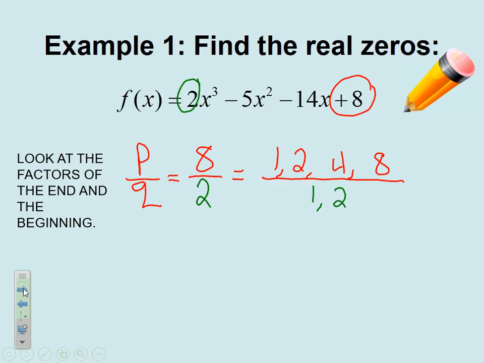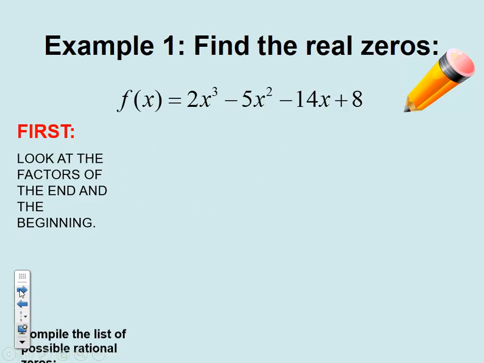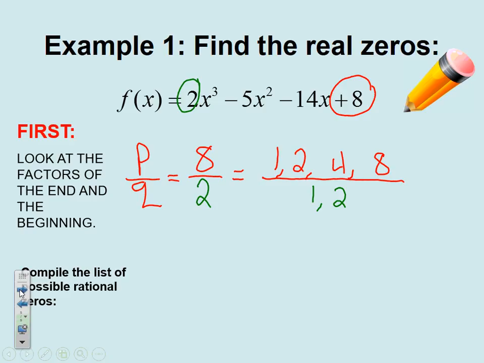And now to complete my possible list, I am going to go through and take one over the other. So my possible list here, I'm going to have 1 divided by 1, which is just 1. 2 divided by 1, which is 2. Oh, sorry, and it has to be positive and negative. So I'm going to have 1, negative 1. 2, negative 2. 4 divided by 1 is 4, so I'd have 4 and negative 4. 8 divided by 1 is 8 and negative 8.